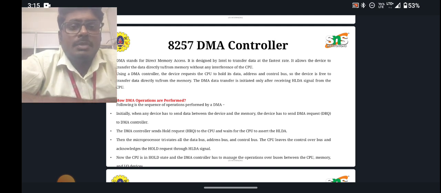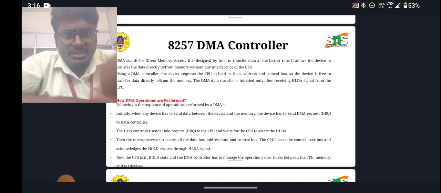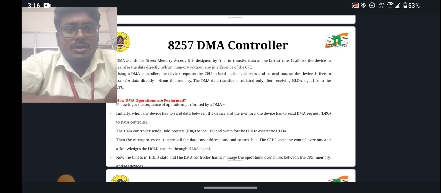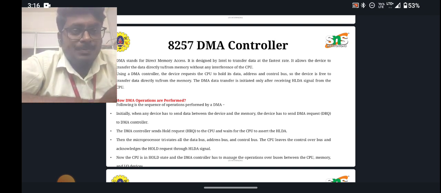Following is the sequence of operations performed by the DMA. Initially, when any device has to send data between the device and the memory, the device has to send a DMA request, that is DRQ, to the DMA controller. The DMA controller sends a hold request, that is HRQ, to the CPU and waits for the CPU to assert the HLDA. Then the microprocessor tri-states the data bus, address bus and control bus. The CPU leaves control over the bus and acknowledges the hold request through the HLDA signal.